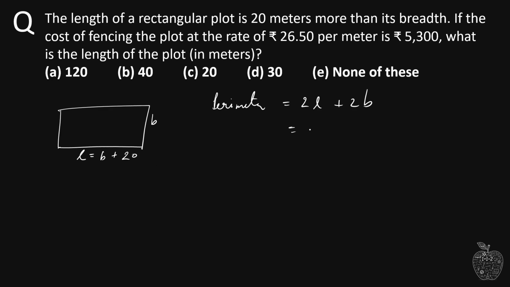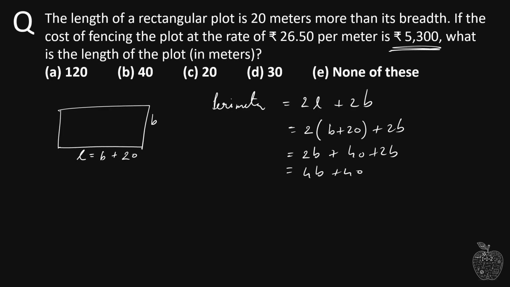Now we know that l is equal to b plus 20. So let's substitute it here. We get 2(b plus 20) plus 2b, so we get 2b plus 40 plus 2b. So we have perimeter as 4b plus 40. Alright. Now we are given that the total cost of fencing here is 5300.